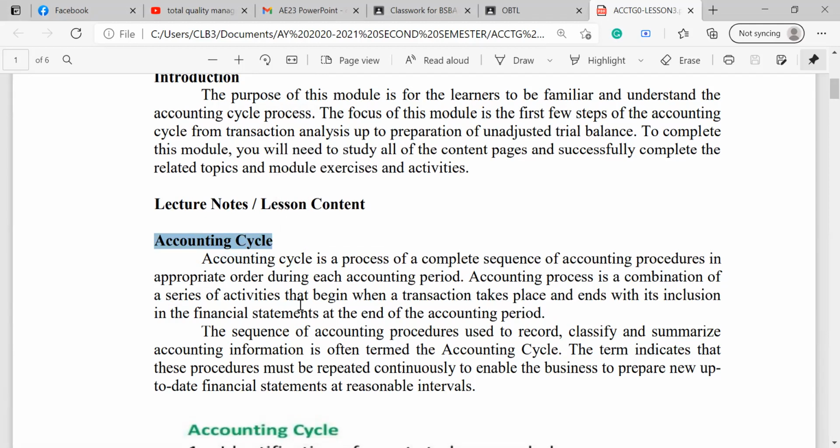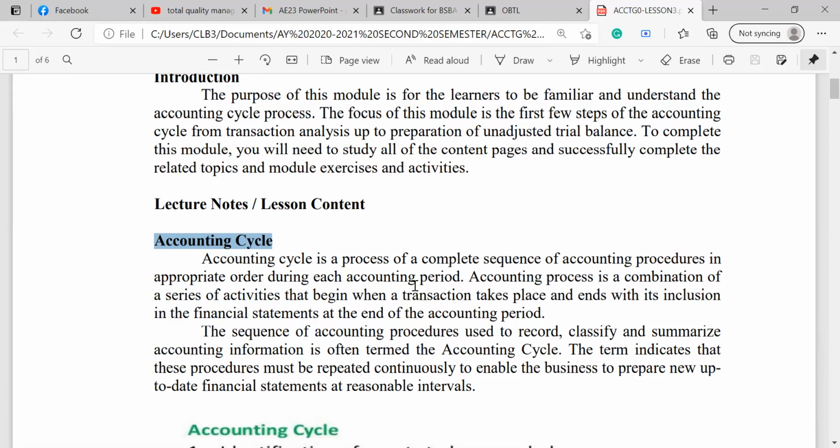Kapag cycle, we all know na this is a process. Okay? Paulit-ulit na proseso. You start, tapos pag nandun ka na sa end nung isang cycle, balik ulit. Paulit-ulit lang. Alright, so accounting cycle is a process of a complete sequence of accounting procedures in appropriate order during each accounting period. So dito pag-uusapan natin ano ba yung pagkakasunod-sunod, ano ba yung proseso na ginagawa natin sa accounting, okay? Every accounting period.